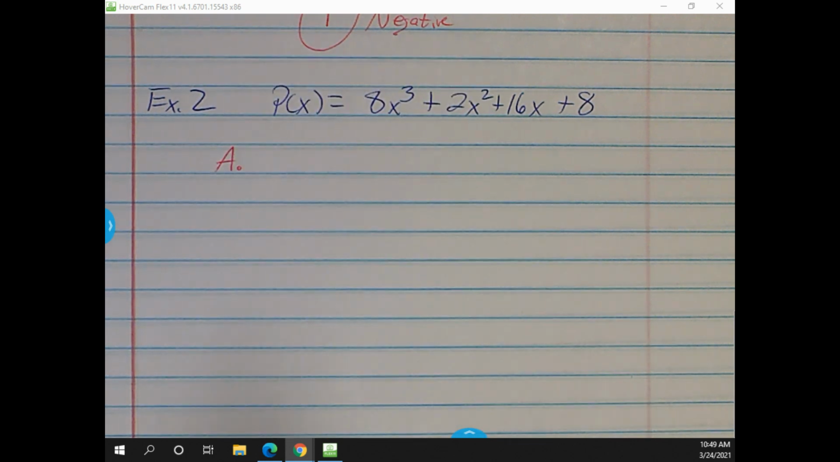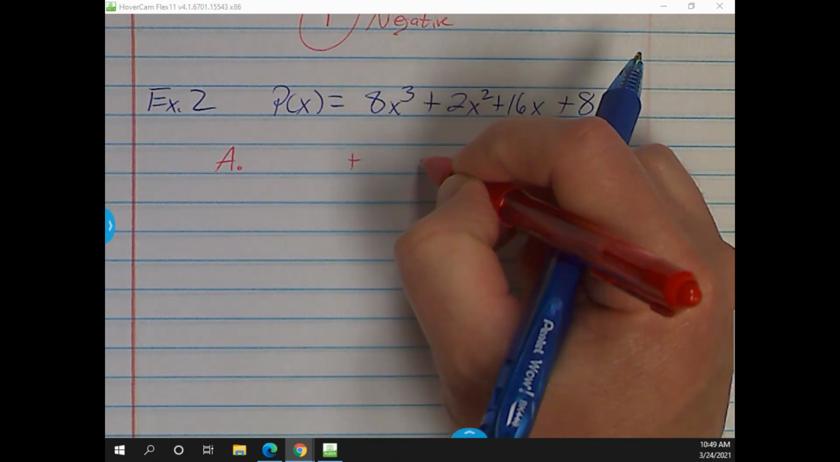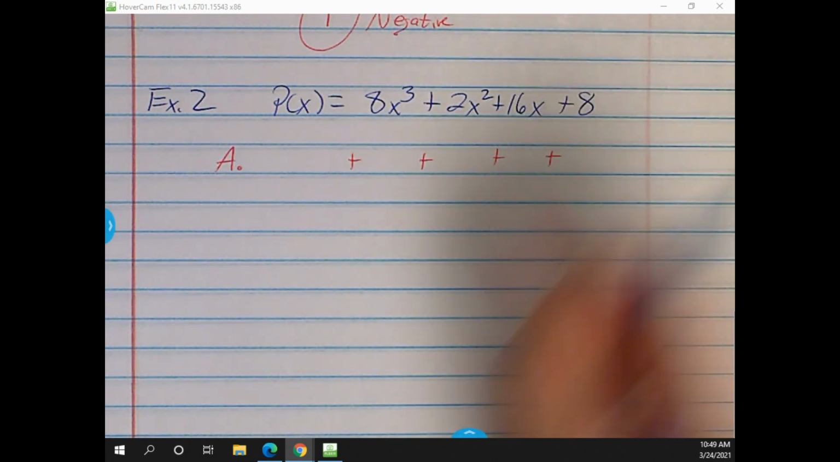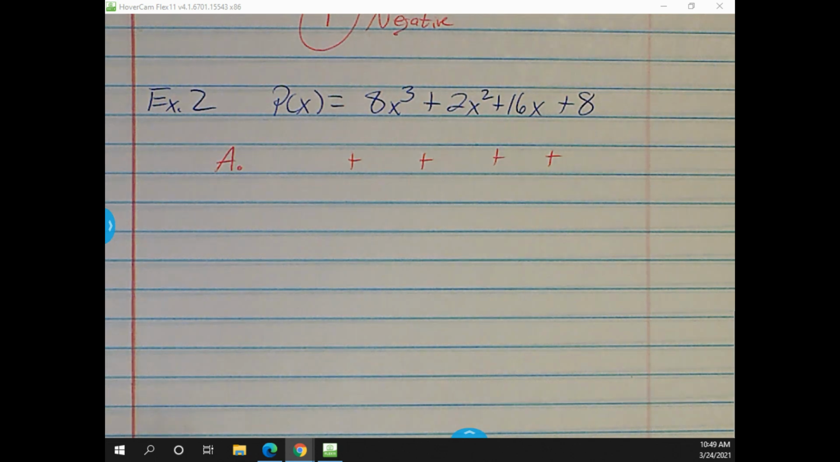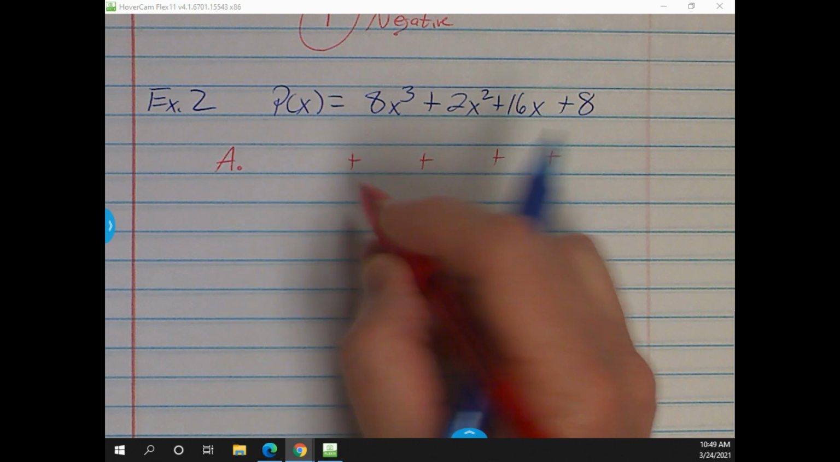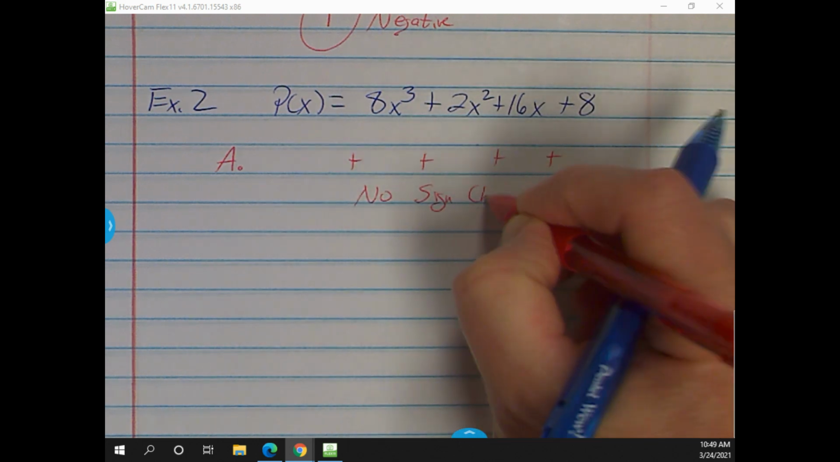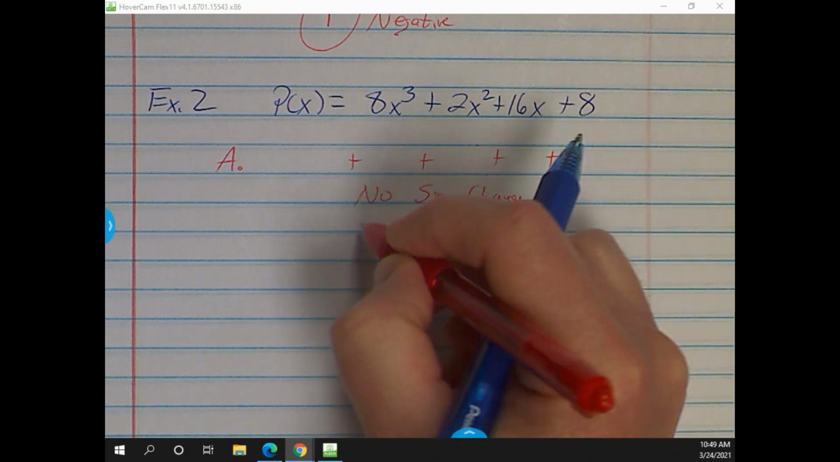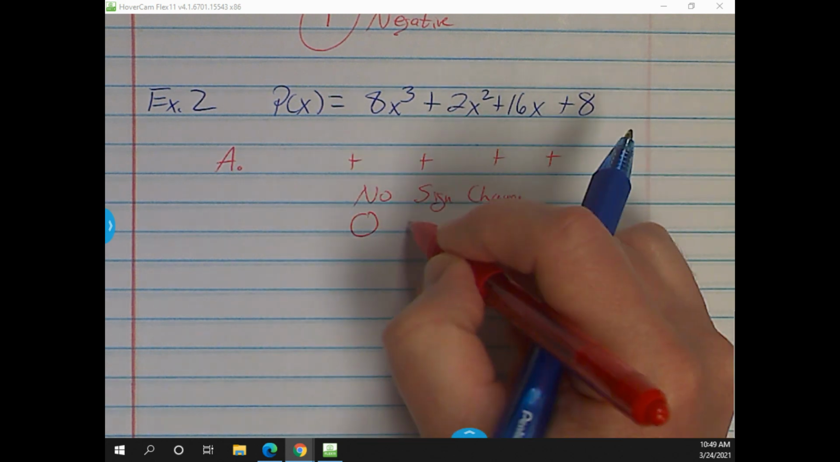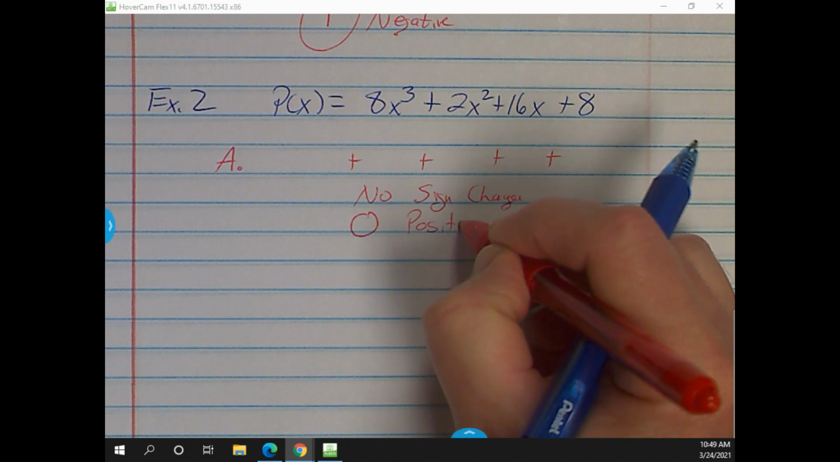All right, and part A is really easy because, again, you don't have to change anything, just pull the signs out. That's positive, positive, positive, positive. How many sign changes? None, right? It stays positive all across. So if there's no sign changes, that means that there are 0 positive solutions.